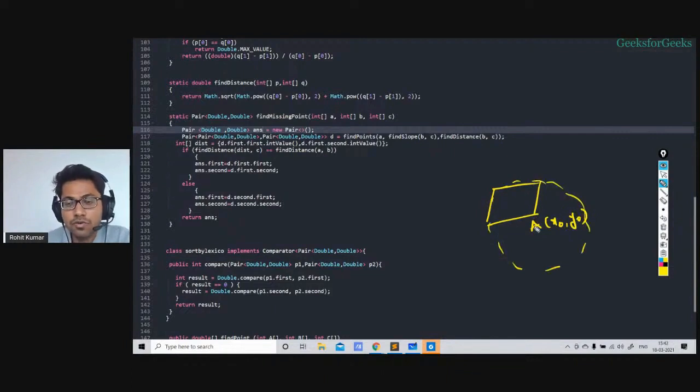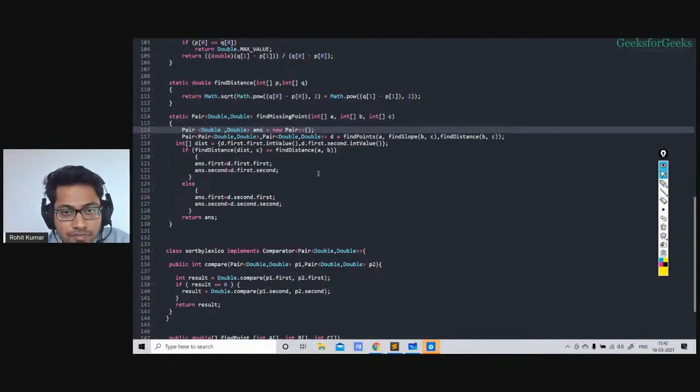Right, I drew a circle over here. And I told that I'll get 2 points, this one and this one. So this answer will be storing my correct point. Like this will be storing this point. Okay, having said that, let's proceed further.